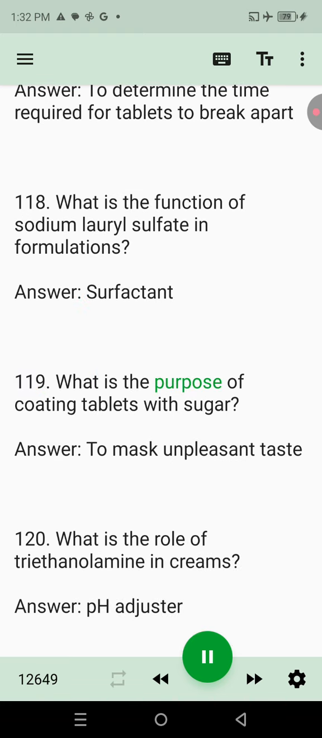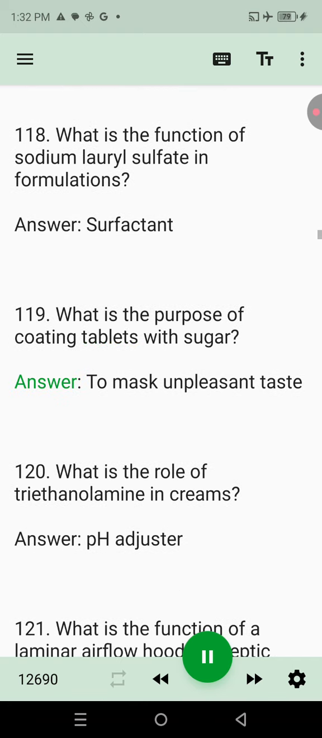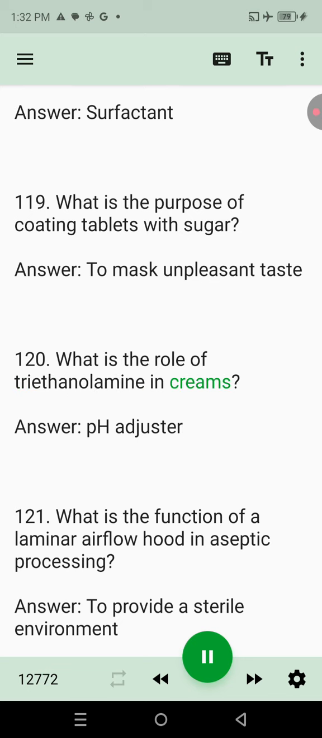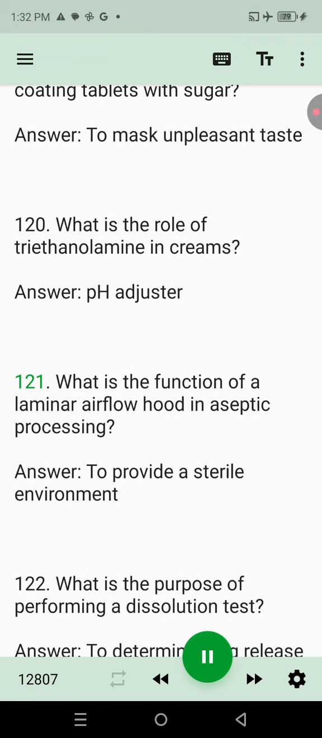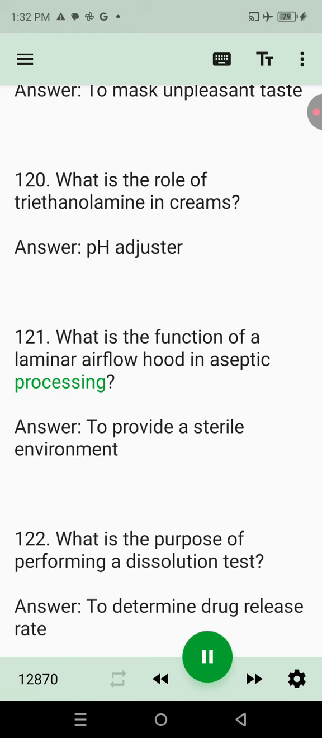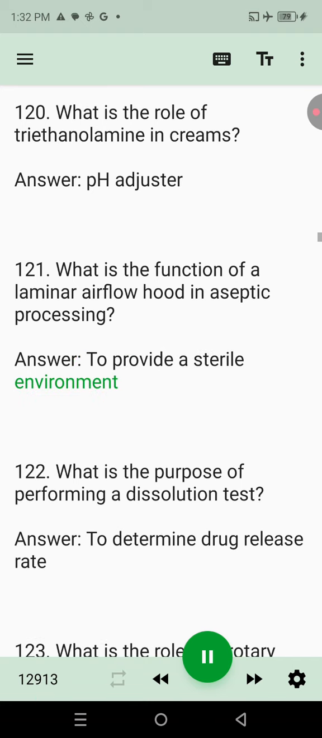119. What is the purpose of coating tablets with sugar? Answer: to mask unpleasant taste. 120. What is the role of triethanolamine in creams? Answer: pH adjuster. 121. What is the function of a laminar airflow hood in aseptic processing? Answer: to provide a sterile environment.